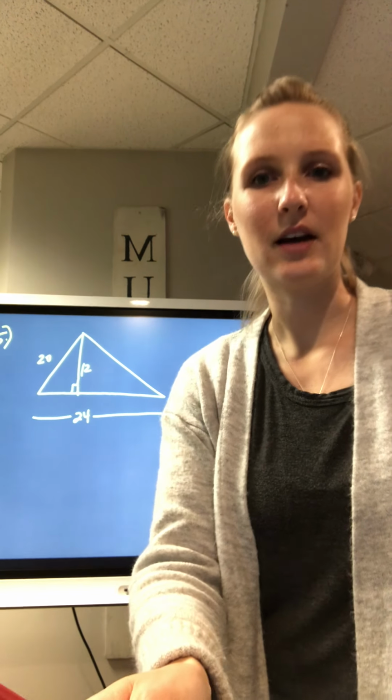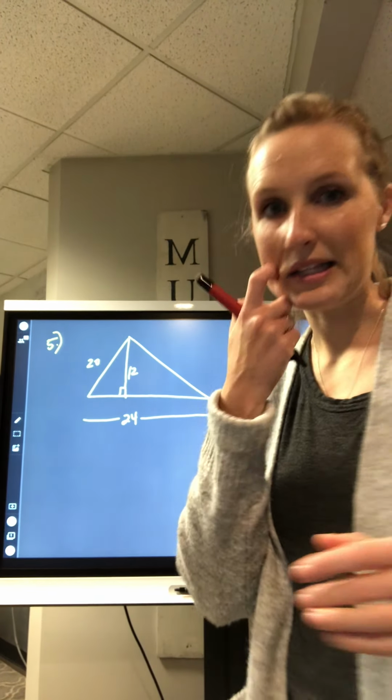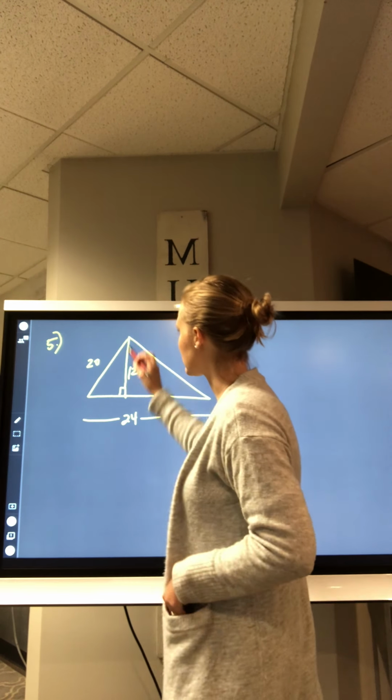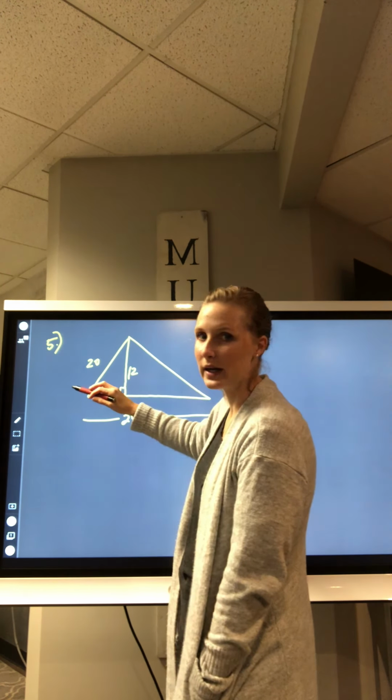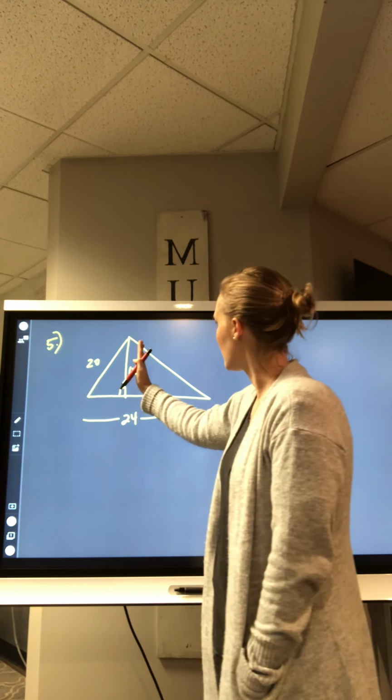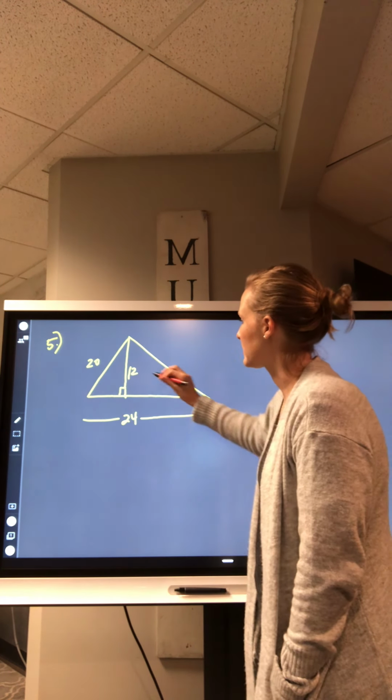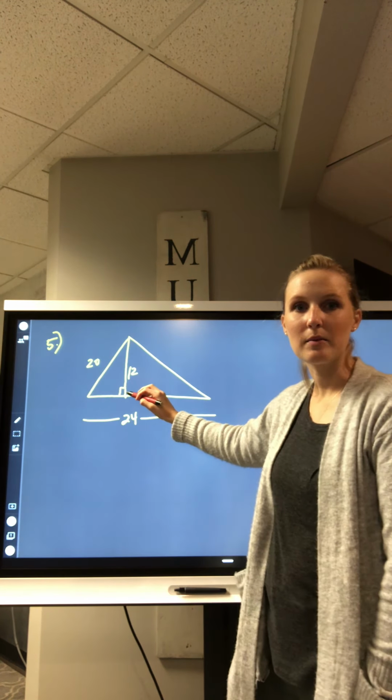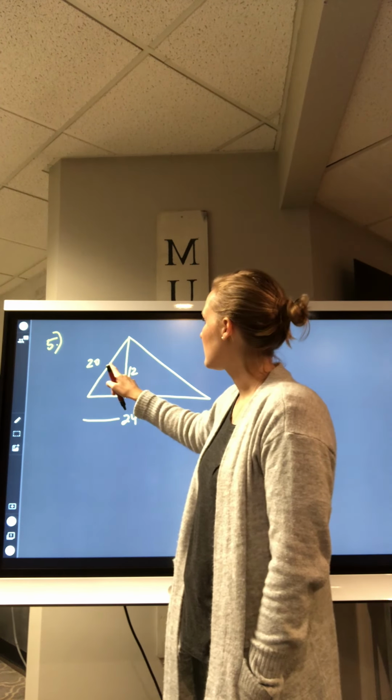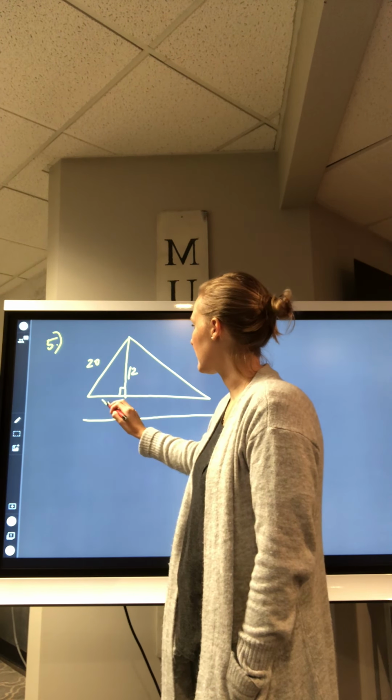So on number 5, let me angle it. We've got two right triangles. This first one has a height of 12 and a hypotenuse of 20, and then the other one is on the right, but we don't know a lot of things about that, just that this height is 12. So what I'm going to start with is finding this length right here. I'm going to call it x.